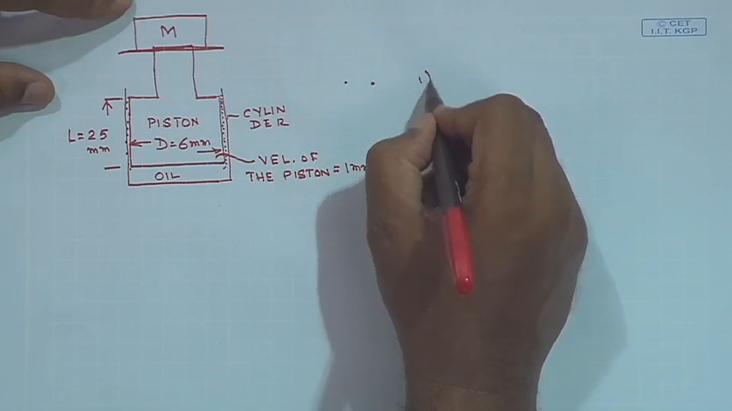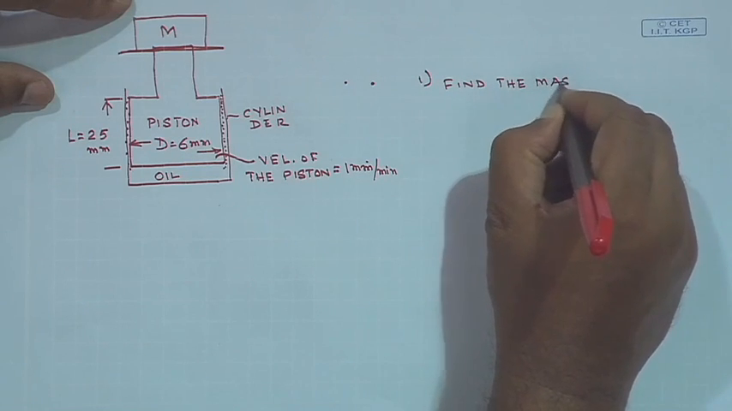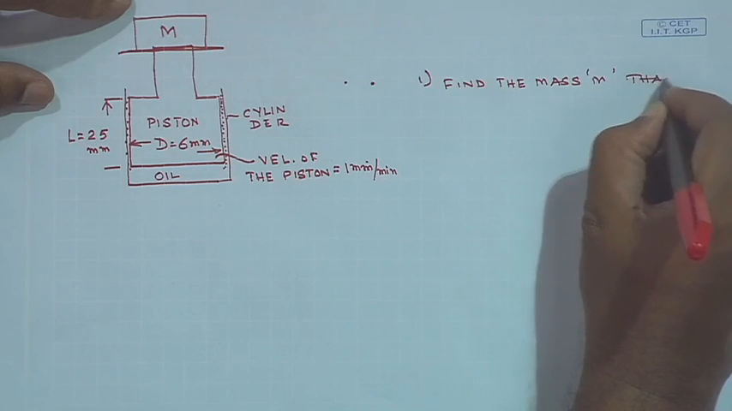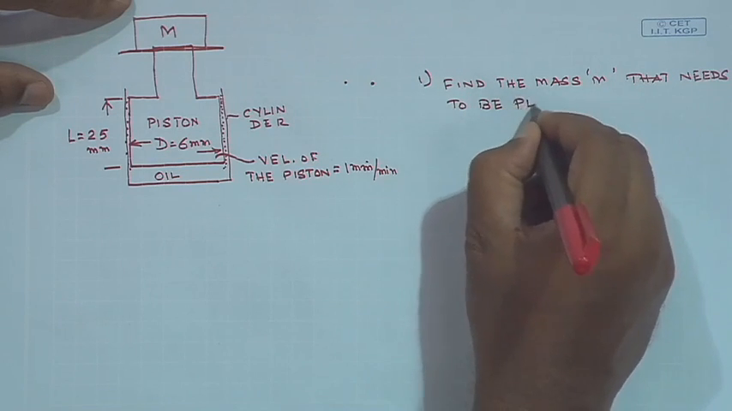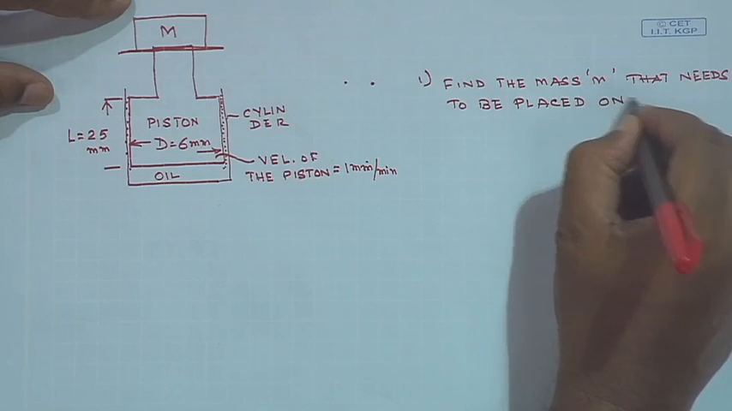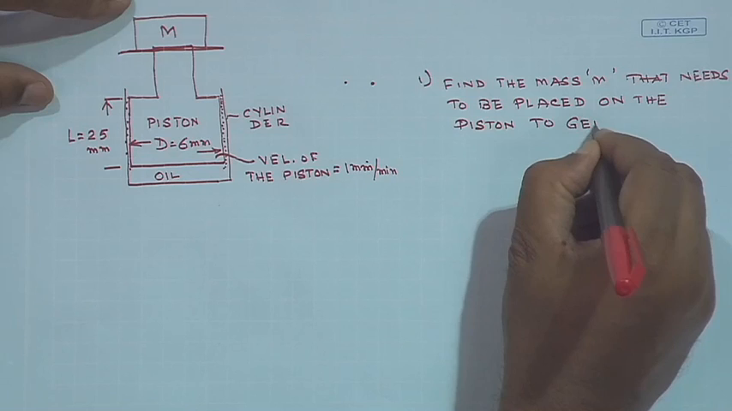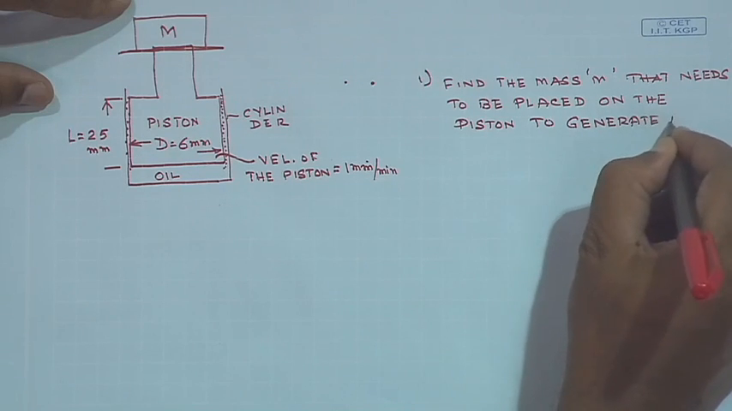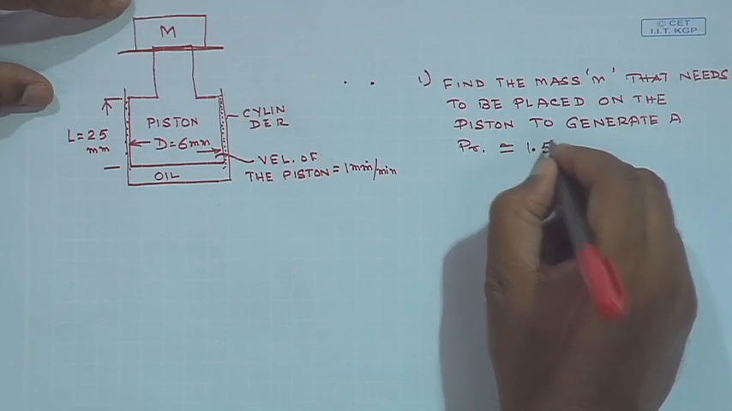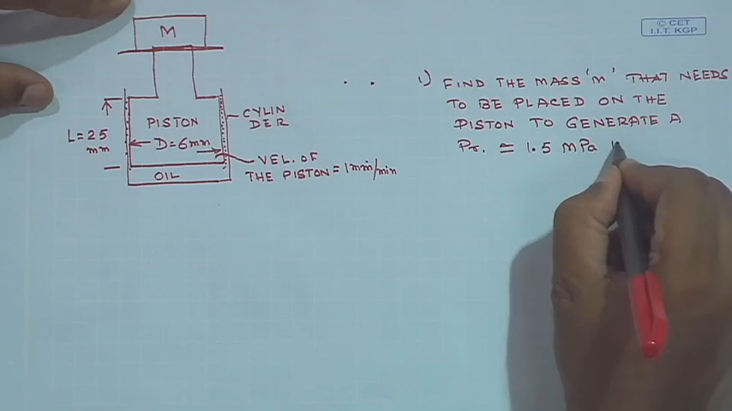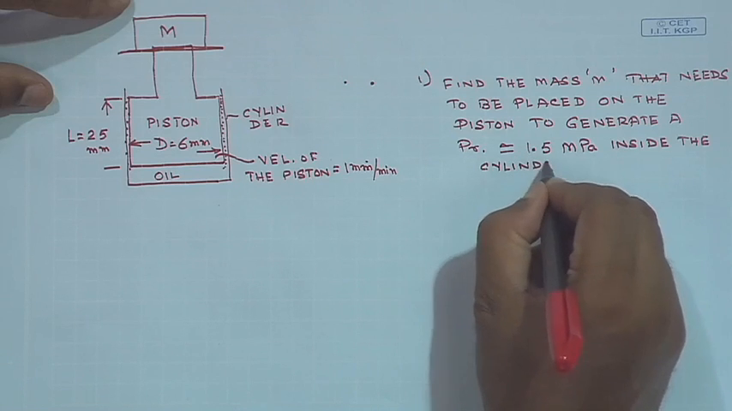Now, the first part of the problem is: find the mass m that needs to be placed on the piston to generate a pressure equal to 1.5 megapascal inside the cylinder. That is the first part of the problem.